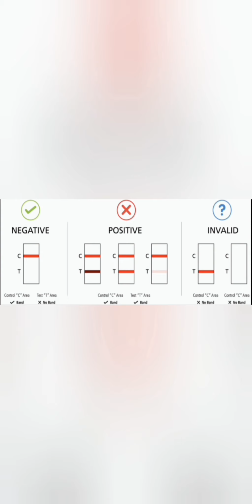So this is how we interpret the results. In case of negative, there will be a line only at control. In case of positive, there will be a line at control as well as test. The test line can be darker compared to control line, same color as control line, or lighter compared to control line. In case of invalid, there will be a line at test but no line at control, or there might be no line at all.